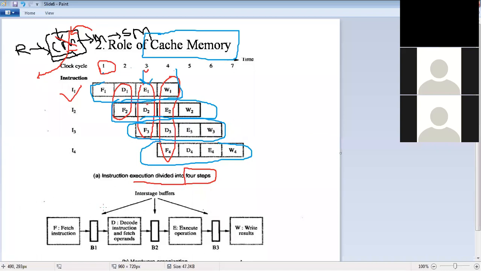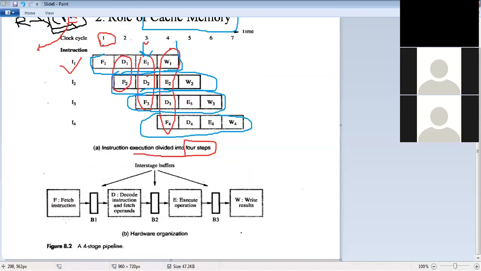Here you can see the hardware organization of these four stages. The very first stage is fetch. Output of fetch is kept into a buffer. These are basically called interstage buffers. Buffers are basically temporary blocks where the result is kept. So output of fetch is kept into B1. It is made available to the decode unit. Again, the output of the decode unit is kept into buffer B2. It is made available to the execution unit. And further, it means if there is a four-stage pipeline, I need three interstage buffers.